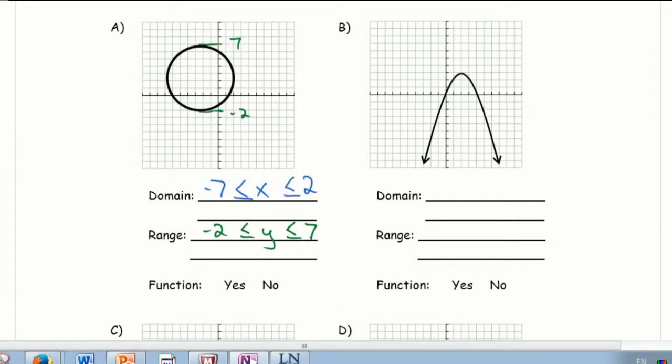The brackets one. So with my x values, my domain, I have negative 7 and then I have 2 with square brackets because I'm going to include those things. And then same thing down here, negative 2 and 7. So those are two different ways to write the exact same thing.